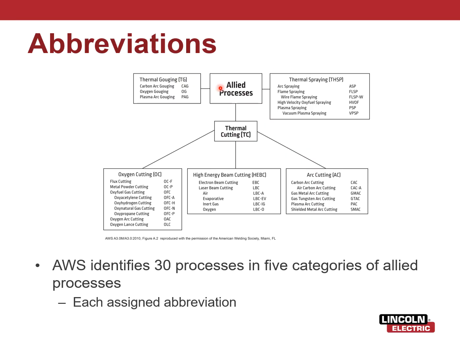So we have these, they're called allied processes. So thermal gouging, thermal cutting, thermal spraying. They use similar equipment, they're similar processes, but they're not the same, right? Carbon arc gouging would be thermal gouging. Oxygen gouging or plasma arc gouging, versus thermal cutting. Cutting is different than gouging, but you still have oxy-fuel cutting. You could carbon arc cut and you could plasma cut. So that's why they call them allied processes. They're similar enough. They're like cousins.